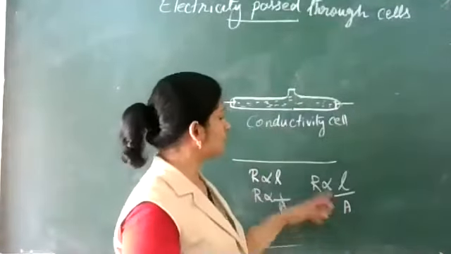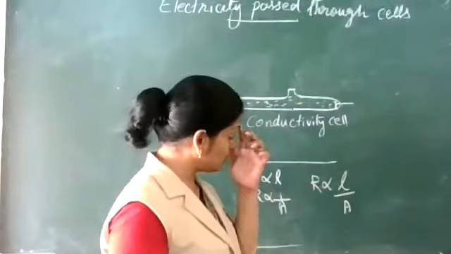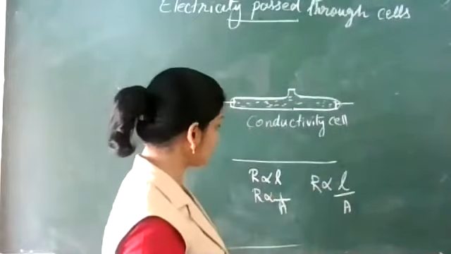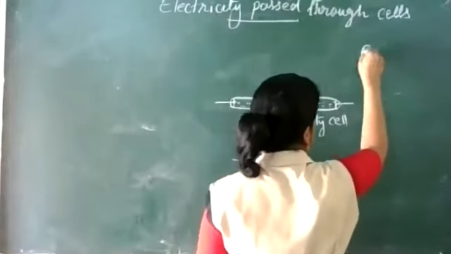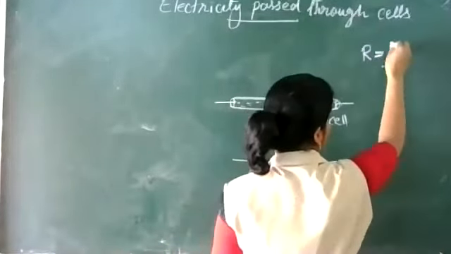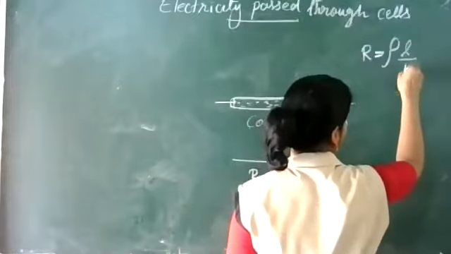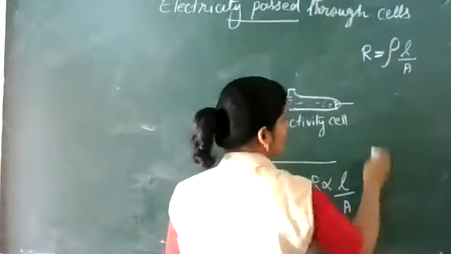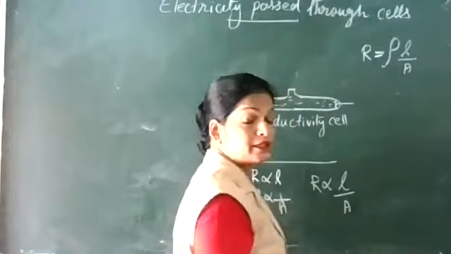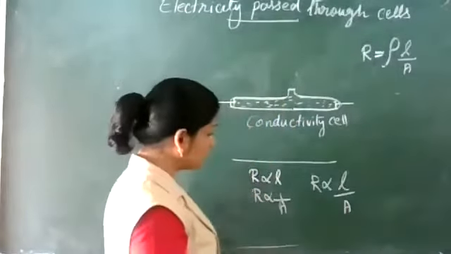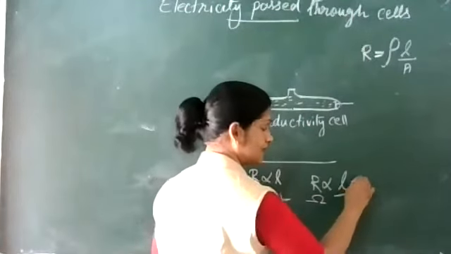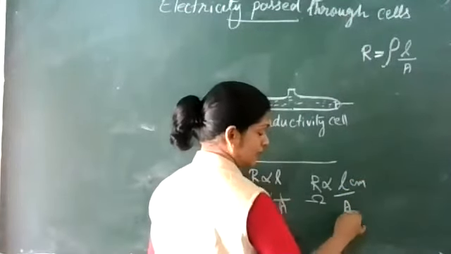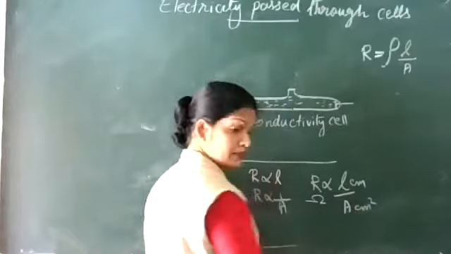And R is inversely proportional to the area of cross section. R is equal to a constant rho into L by A. This rho is called resistivity. The unit of R is ohm, length is centimeter or meter, A is centimeter square or meter square.